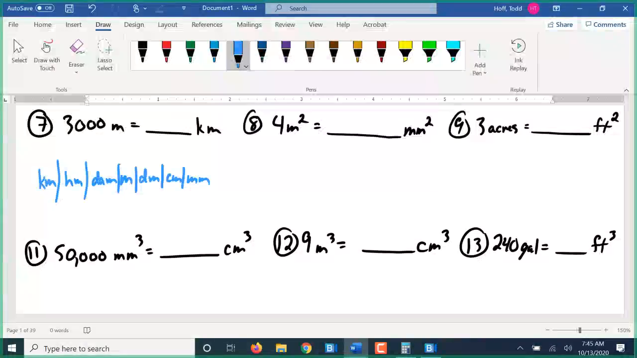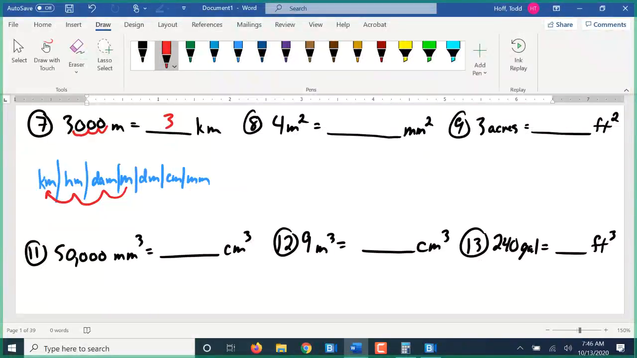Let's take a look and see how you're doing so far here. For number 7, we're going from meters to kilometers. On the chart, that's 3 spots to the left. It is just regular meters and kilometers, so our decimal point just goes 3 spots to the left. 1, 2, 3. 3,000 meters is just 3 kilometers.